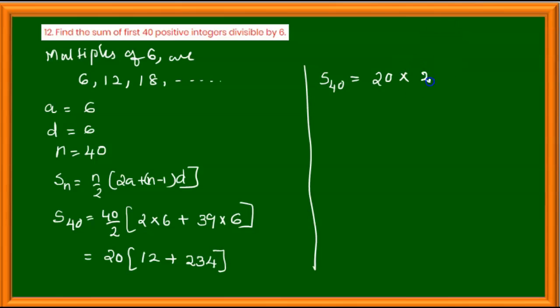That becomes 246. Multiplying this, double it, and along with the 0 that should be there, you are getting here 4,920. Double of this will come, you will get 492, and this 0 will come here.